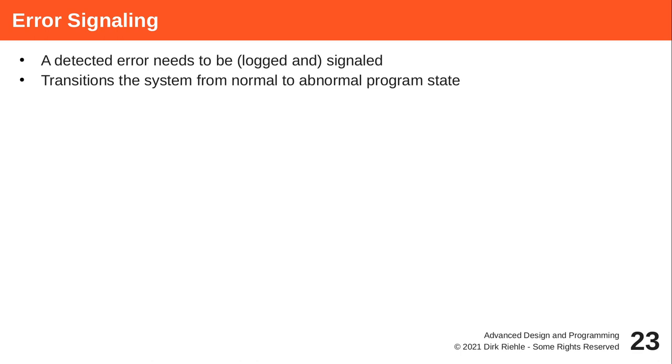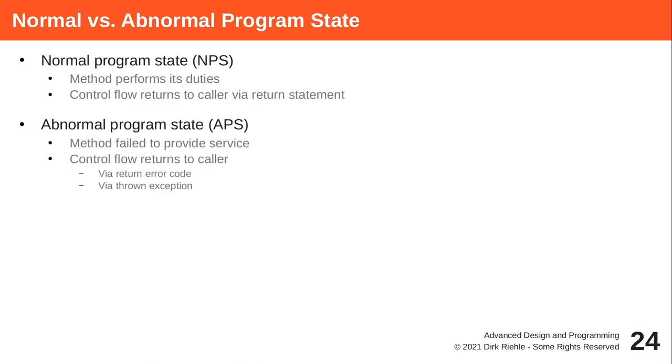And effectively signaling means you are leaving the normal state of processing. So there is an error, it was detected. And rather than proceed with the main function, you now have to return to the caller and inform them about the error using your error object. And this is really hard if the programming language doesn't support it well.